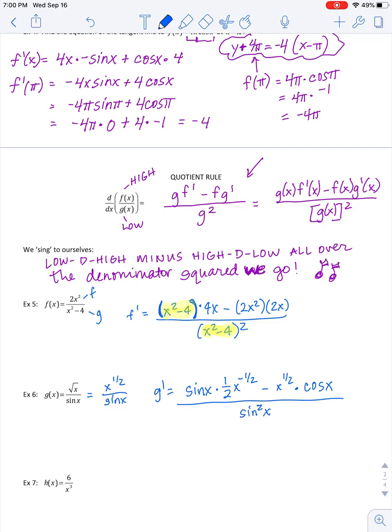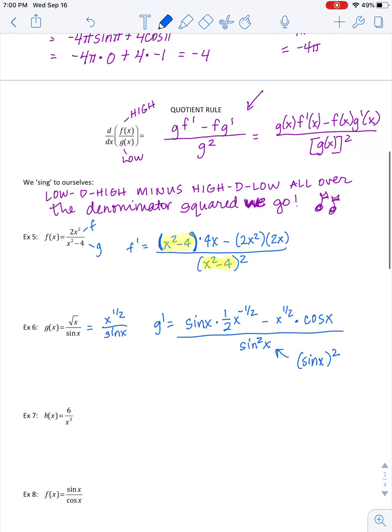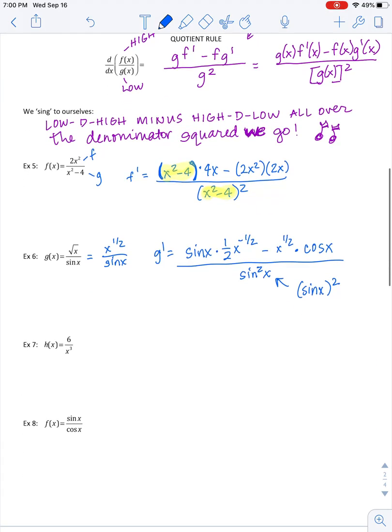So you can put that little squared in between the sine and the x. That means the entire quantity, right? That means this. Okay, those are the same exact notations. But again, you don't have to simplify or mess with anything else in example 6.